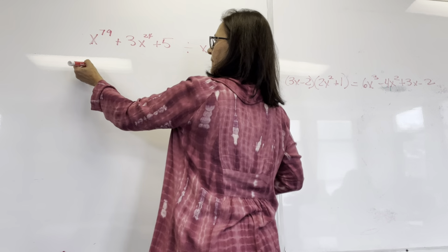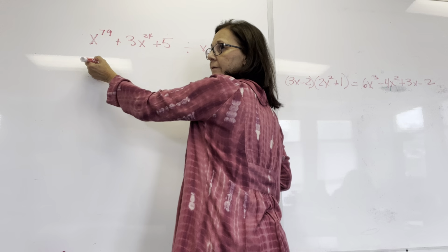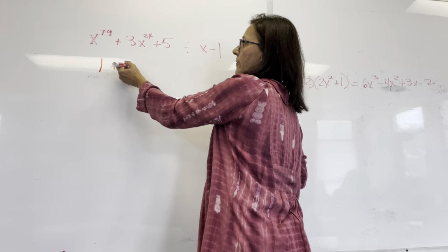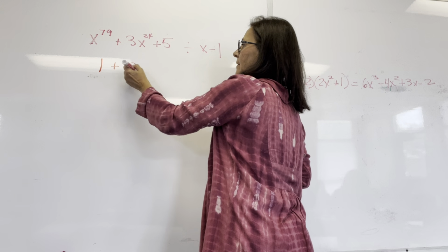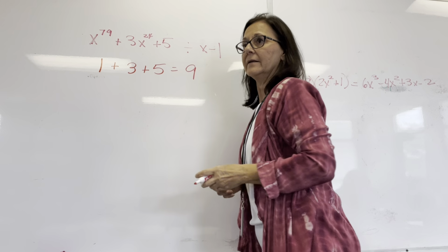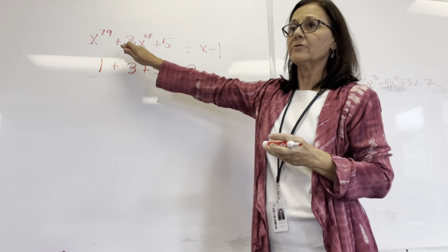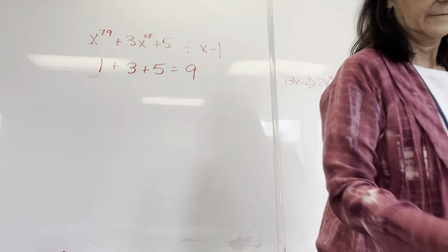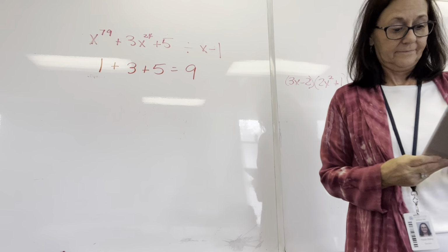+1. What's 1 to the 79th? 1. What's 3 times 1 to the 24th? And that gives us a remainder of 9. So is this a factor of that? The answer is no. Does that make sense?